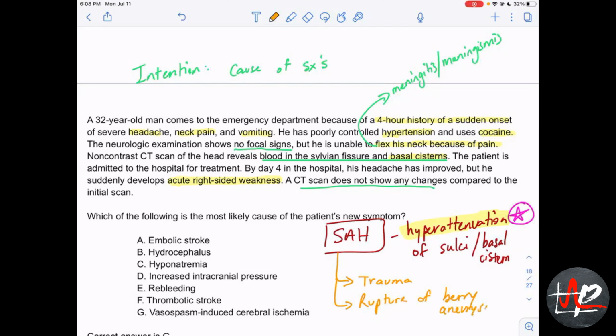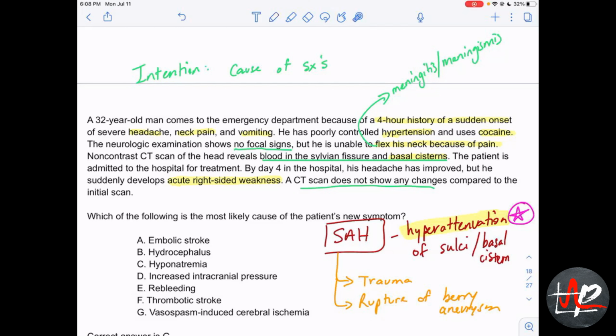Those are the most common instances that you'd have a subarachnoid hemorrhage. Not to say that there's nothing else. Like you can get it from an arteriovenous malformation. So an AV malformation can actually give you a subarachnoid hemorrhage too if that ruptures. But usually it's a saccular berry aneurysm.